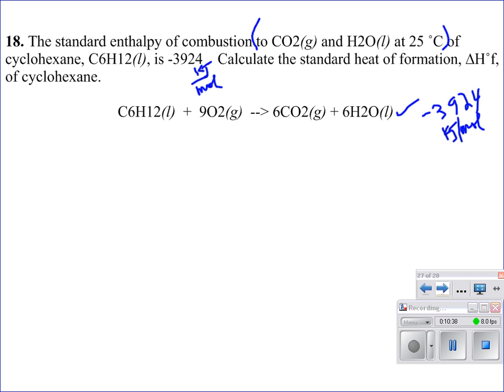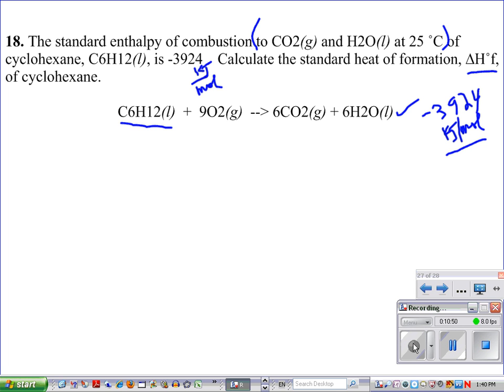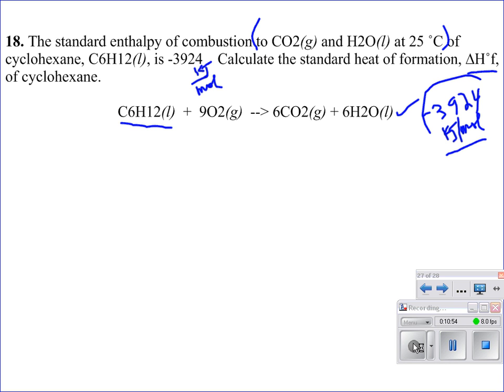Calculate the standard heat of formation of cyclohexane. That's this guy. Any ideas? I'm going to pause and let you think. Record all that. All right, so you're going to use Big Mama. You're going to set Big Mama equal to this because that's the heat of that reaction. And you're going to plug everything in you can except for the cyclohexane, which will be the variable x.